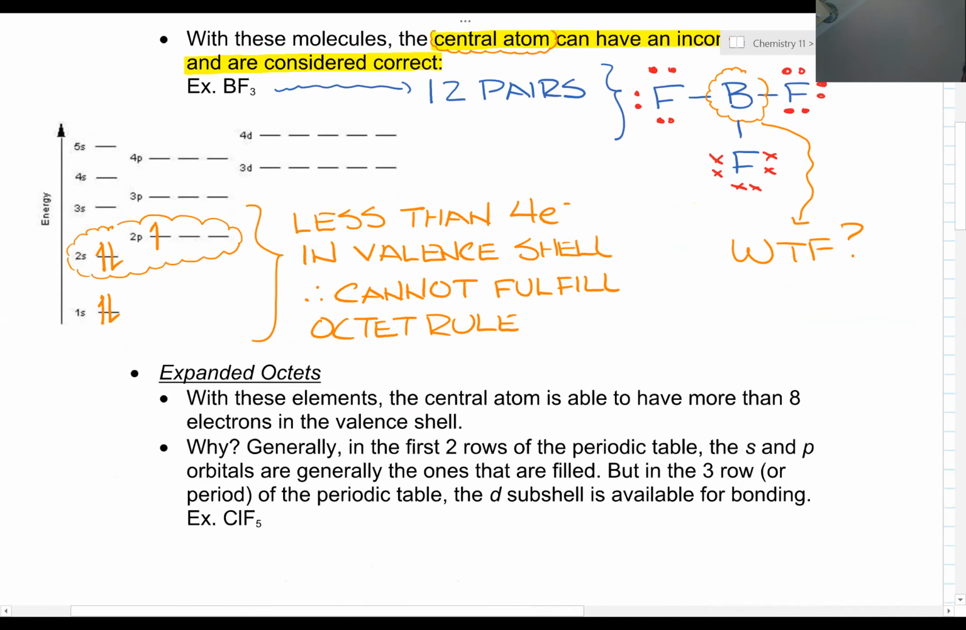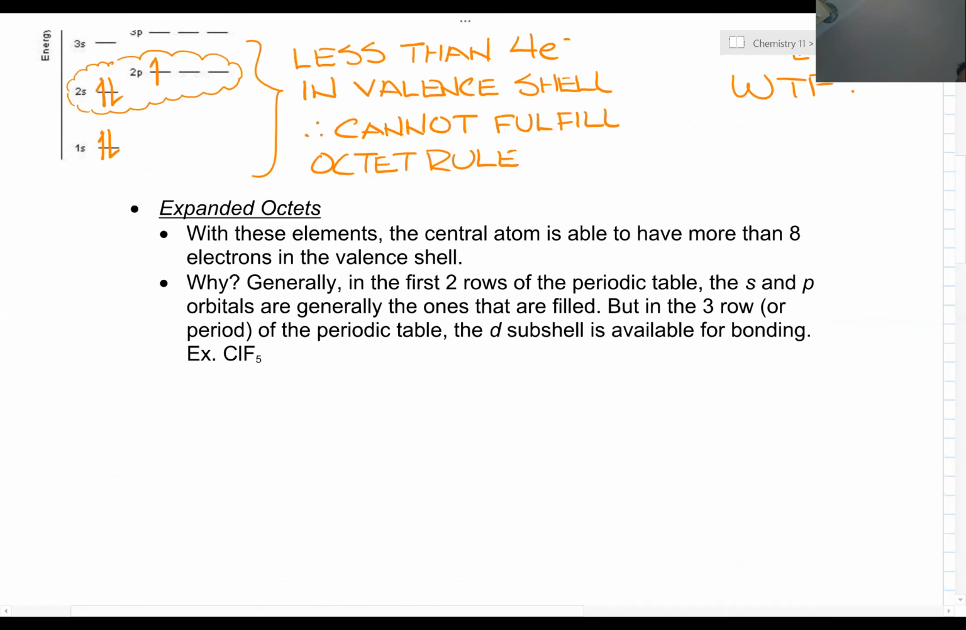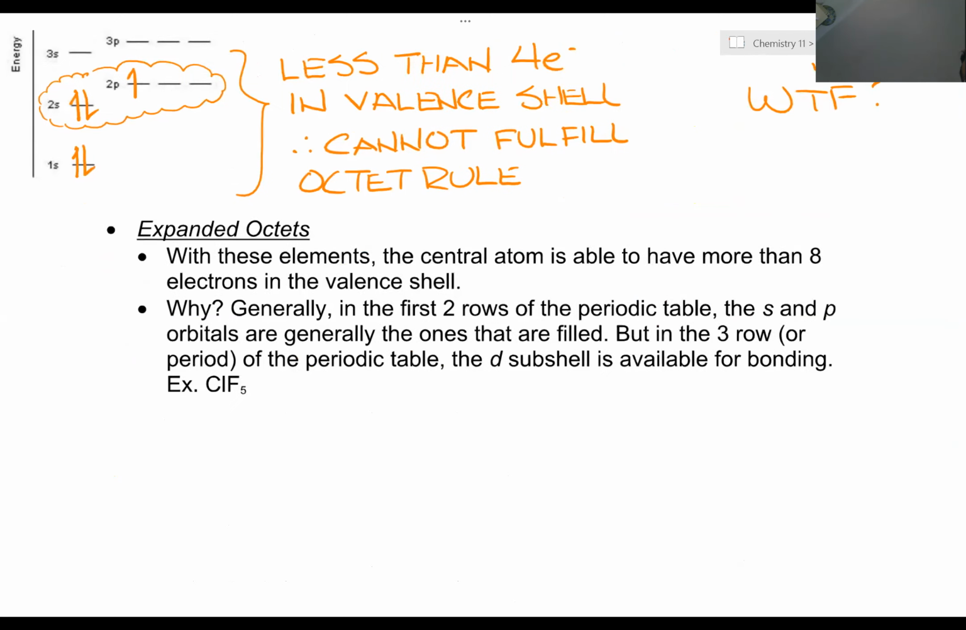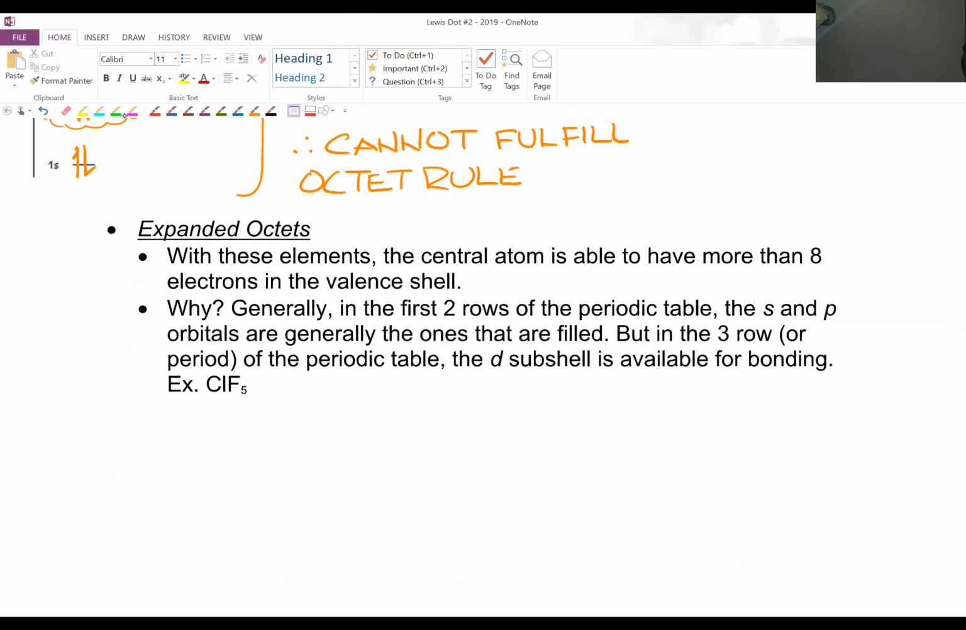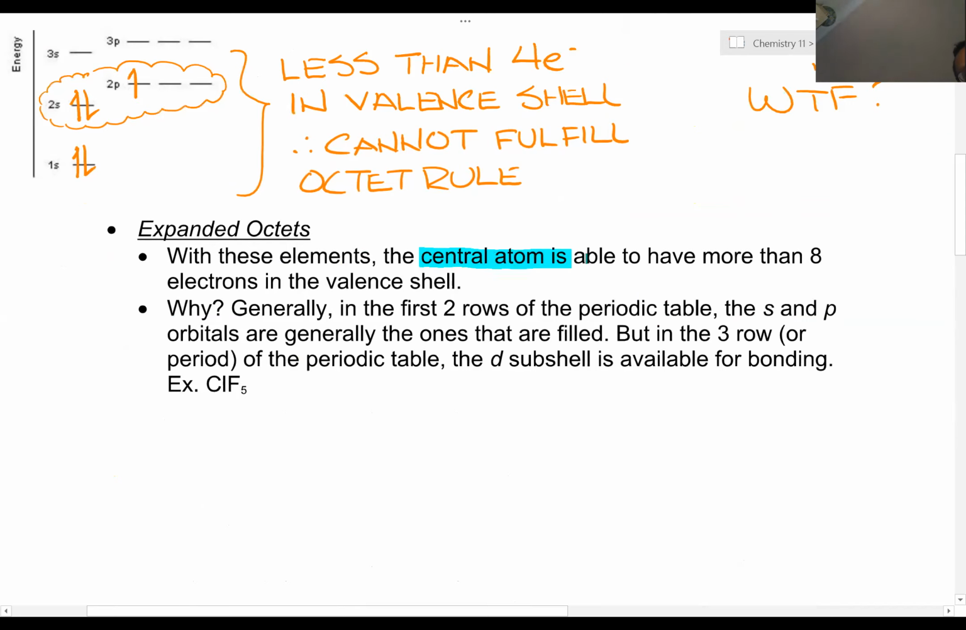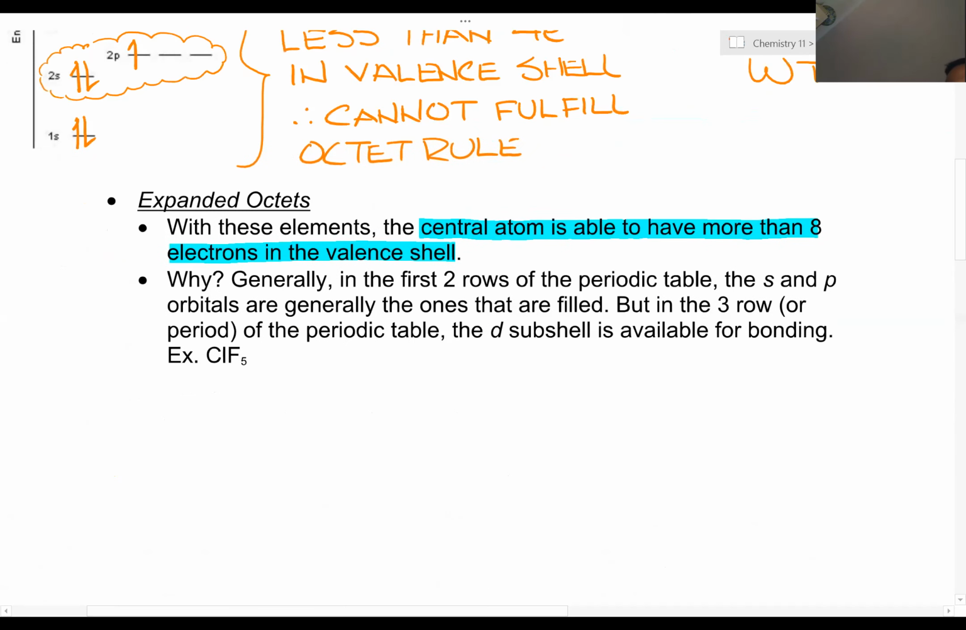Now, the opposite side is talking about expanded octet. And again, the key word is the central atom. In this case, it is able to have more than 8 electrons in the valence shell. Now, why? Because if we take a look, in the first 2 rows of the periodic table, the s and p orbitals are the ones that are filled. But in the 3rd row, or the 3rd period of the periodic table, the d subshell is available for bonding.